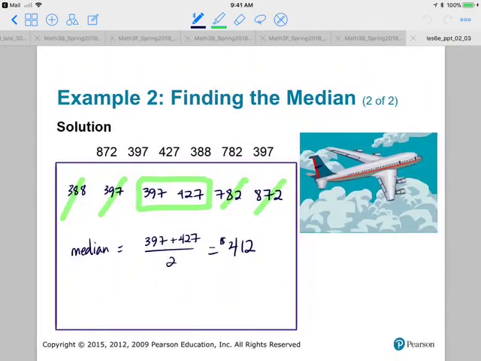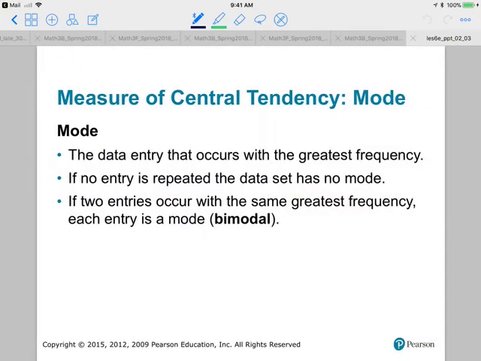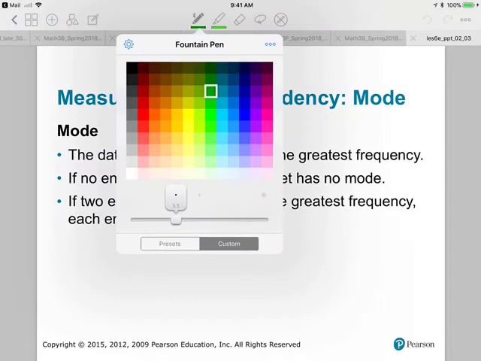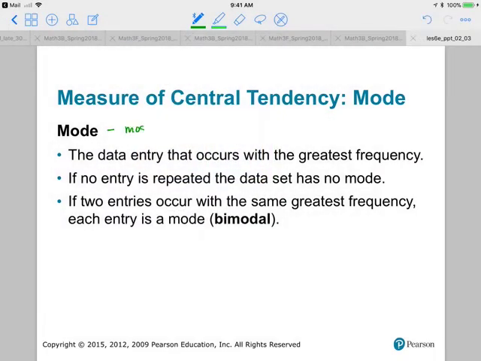Okay. All right, let's look at our last measure of central tendency, which is the mode. Okay, so the mode is the most popular. That's the way I like to think of it. The mode is the most popular data entry. When do we, as a society, use the mode as a measure of central tendency?